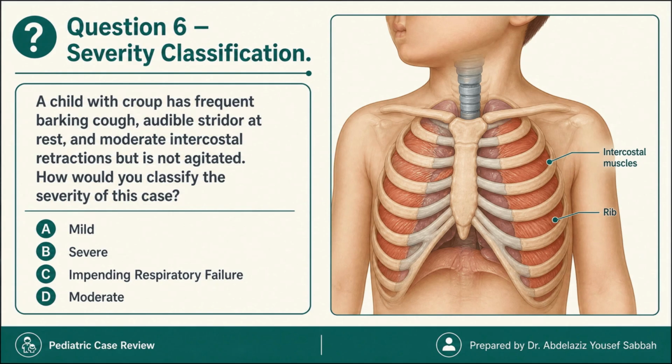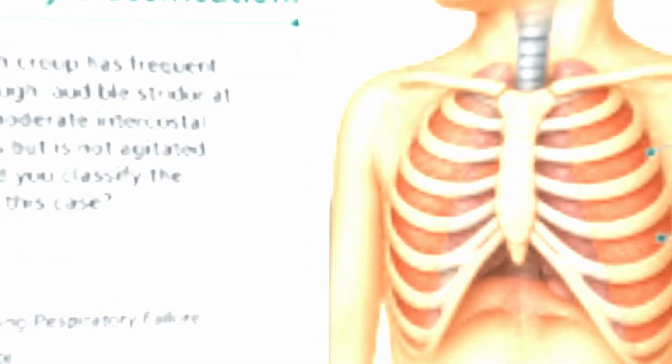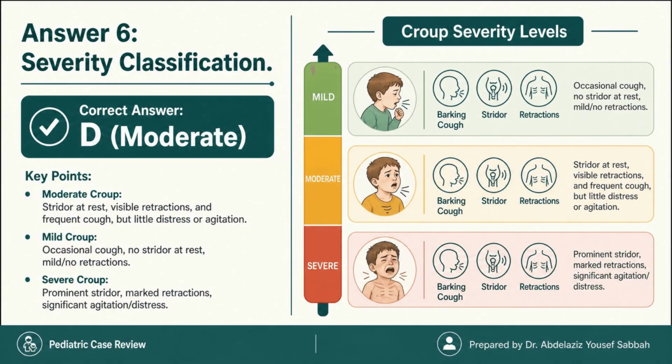Question 6. Severity classification. A child with croup has frequent barking cough, audible stridor at rest, and moderate intercostal retractions, but is not agitated. How would you classify the severity of this case? Option A, mild. Option B, severe. Option C, impending respiratory failure. Option D, moderate. The correct answer is option D, moderate croup.